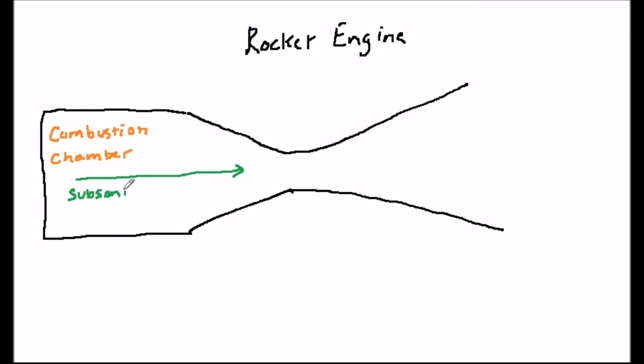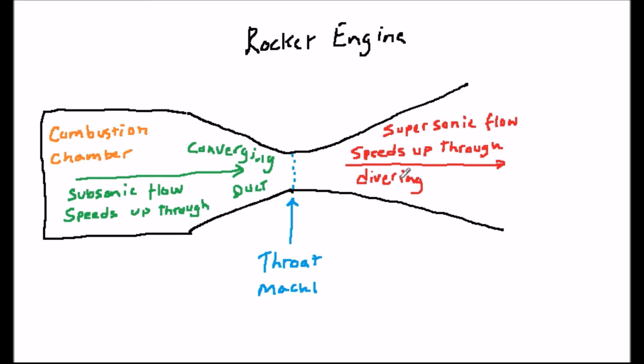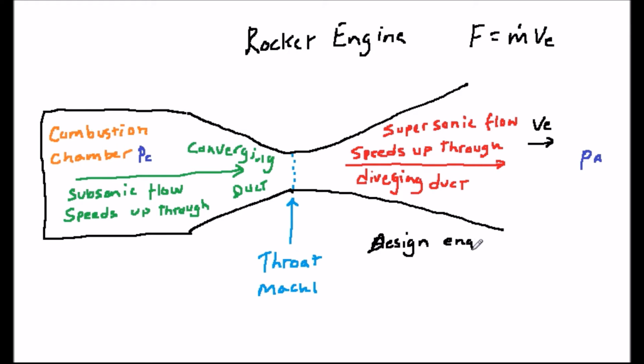The flow leaving the combustion chamber is subsonic, and the initial converging duct therefore speeds it up. It hits Mach 1 when it reaches the throat. The flow is then supersonic, so the diverging duct section speeds this up further to give a high exit velocity. Remember that the thrust of the engine, F, is equal to m dot v, where v is the exit velocity. The trick is to design a duct so that it will operate well given the pressures at either end, that is, in the combustion chamber and at the ambient pressure at the exit of the nozzle.